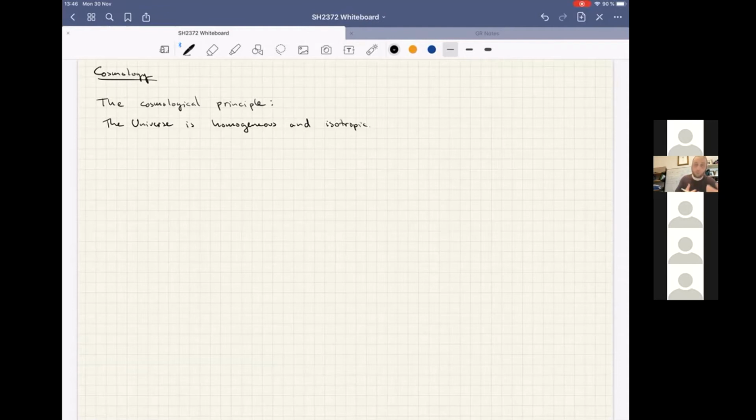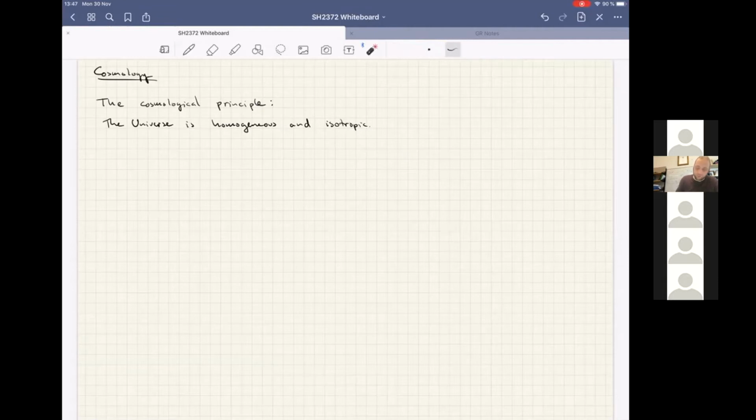So homogeneous means that it should look the same wherever we are. So it doesn't matter if we are here in this part of the universe, or if we are 15 billion light years off to somewhere else. The universe should still look more or less the same. It should look the same, apart from some local variations.